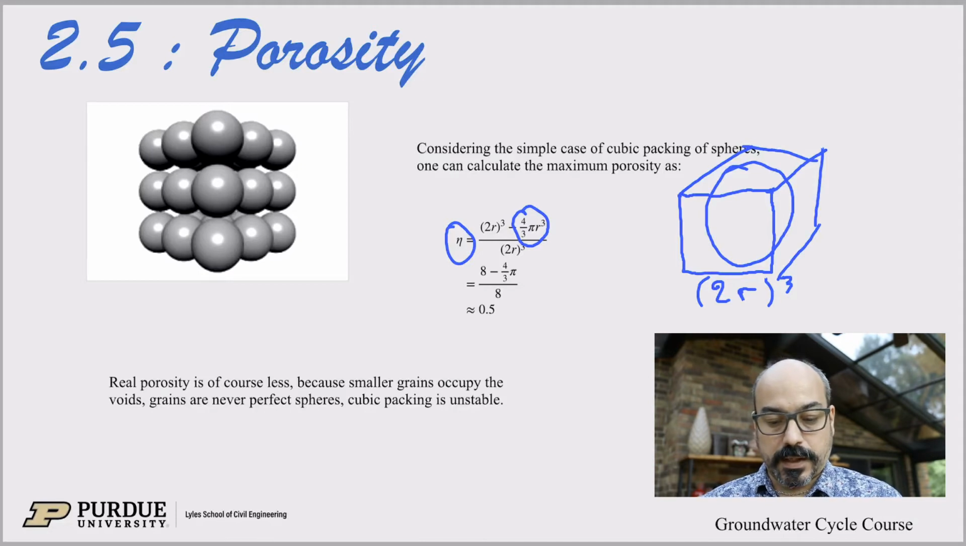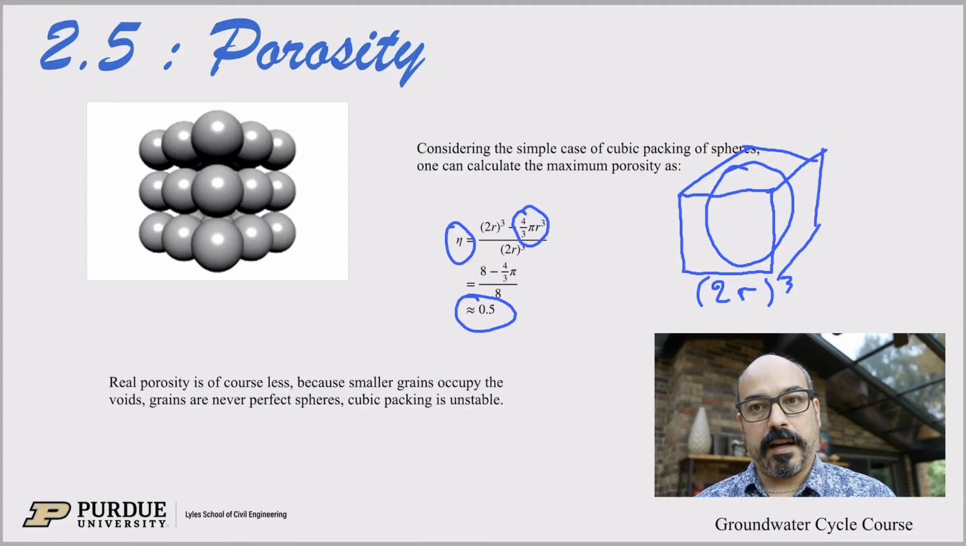So if we just run through the calculations, we realize that the porosity in this case, for this specific case of the cubic packing, is about half, so 0.5, 50%. So in general, the real porosity is less than this. This is sort of the high estimate, almost the maximum porosity you could ever have is about 50%.